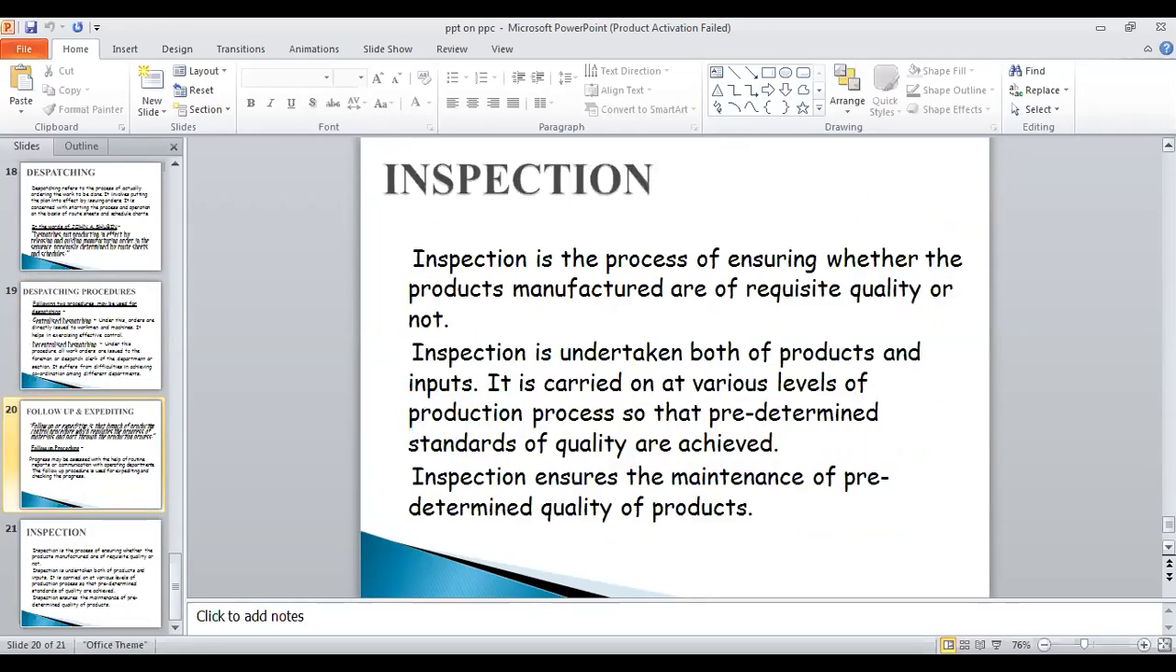So the last one is inspection. Inspection means no doubt we have to ensure also that the products are manufactured of requisite quality or not. Is it of up to date mark or not? Are they quality-wise good or not? It is undertaken for both products and inputs. It is carried on at various levels of the production process so that predetermined standards of quality are achieved. So inspection basically ensures the maintenance of predetermined quality of products.